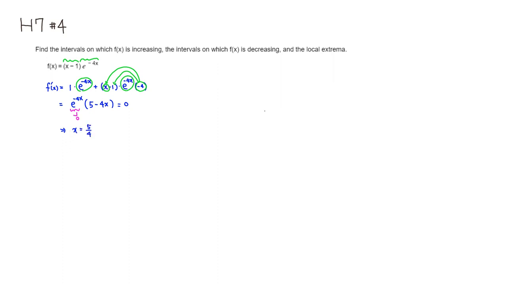So if you draw a number line here, here is x. There's one critical number, which is 5 quarters. Then we can just check the sign. For f prime of anything less than 5 over 4, I'll try 0. If you plug in 0 here, everything is going to be positive. So you can see that the original function is increasing there.